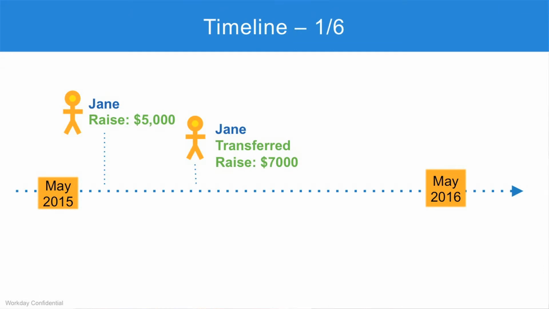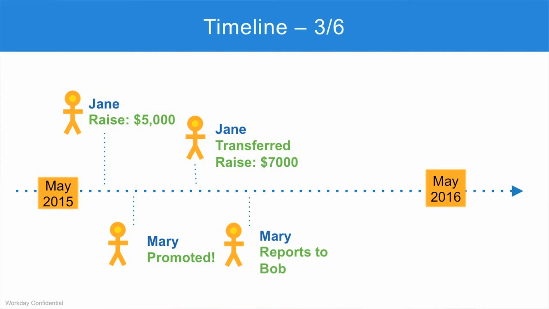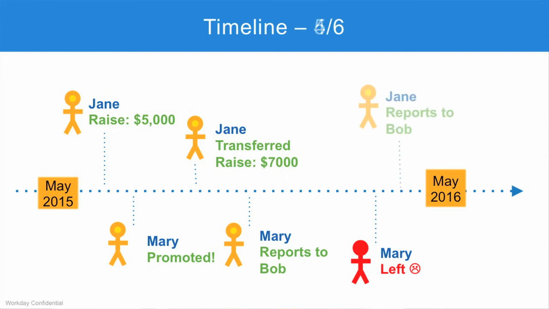So here is Jen. A year back, she received a raise of about $5,000. Then she was transferred, and she received another raise of $7,000. Here is Mary. She was promoted sometime last year. And now Mary starts to report to Bob. The rumor is that Bob is a terrible manager, and a lot of people who report to him quit. And sure enough, Mary left soon after. Now, Jen is reporting to Bob.